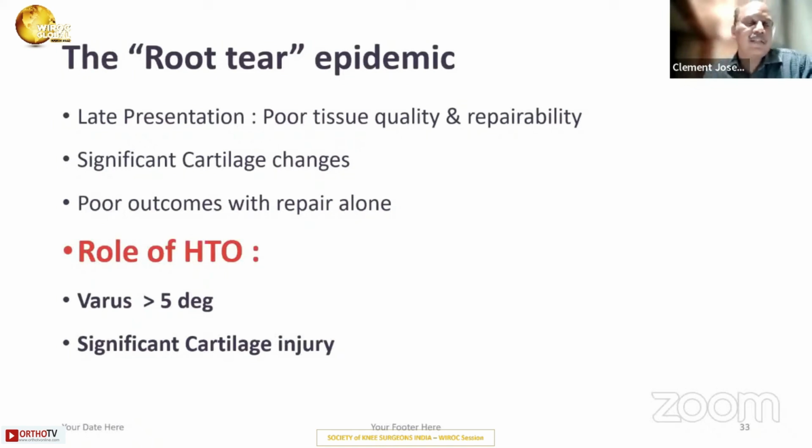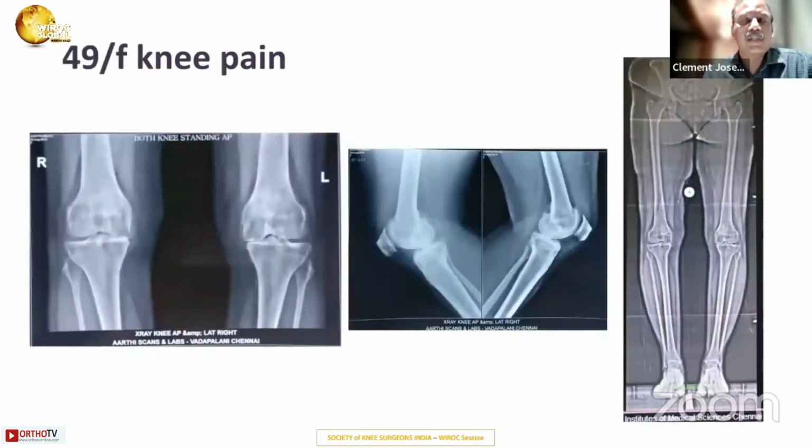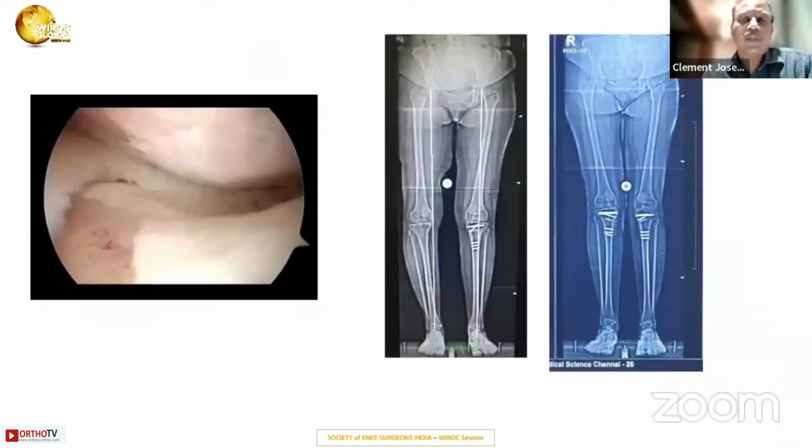Definitely, when the varus is more than 5 degrees, HTO combined with root repair is found to be very beneficial. And when you're doing a root repair with significant cartilage injury, it will be beneficial to combine the HTO with the root repair. So most of these patients need to be counseled beforehand that there may be a need for high tibial osteotomy. As in this case of bilateral root tear, the patient eventually underwent sequential high tibial osteotomy with root repairs, with good results here.